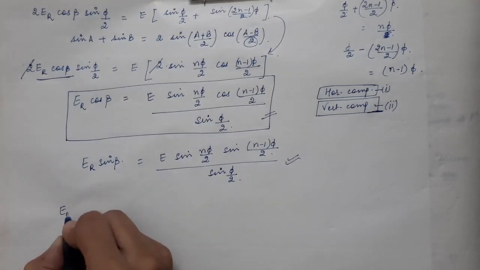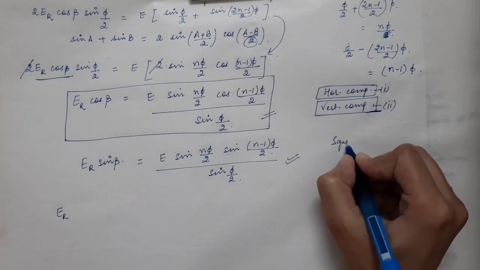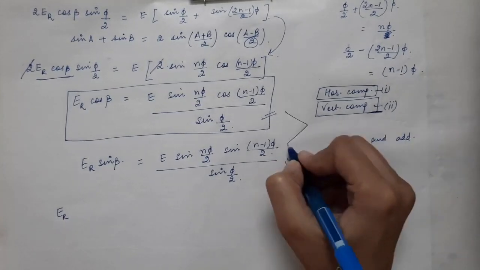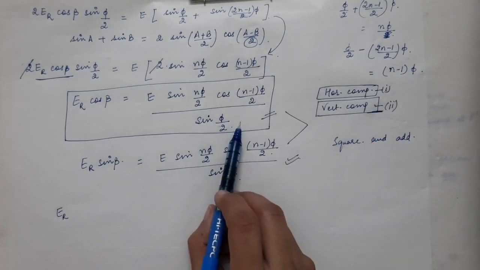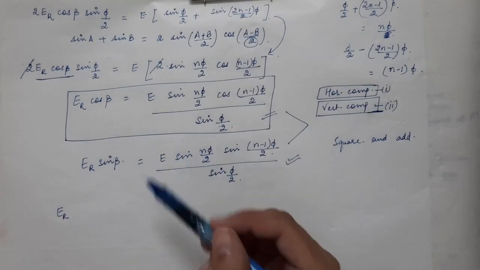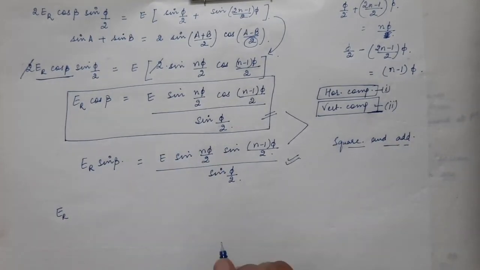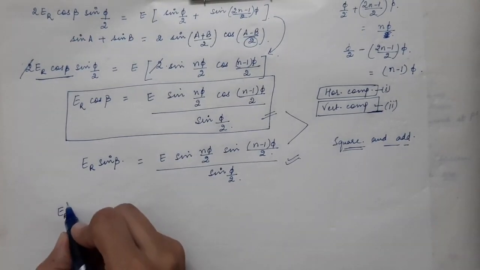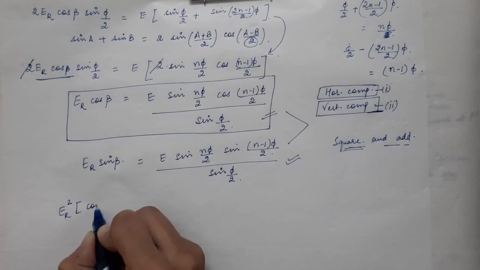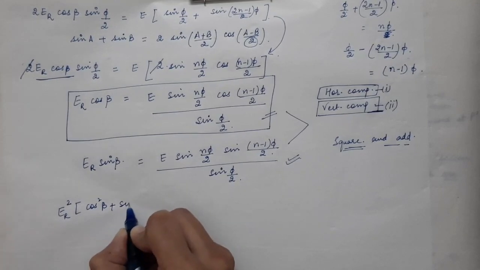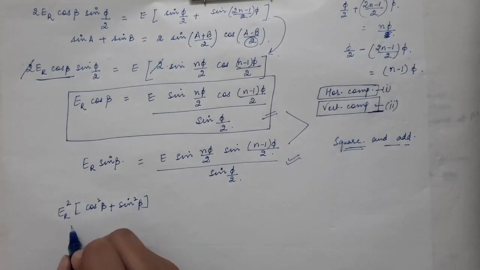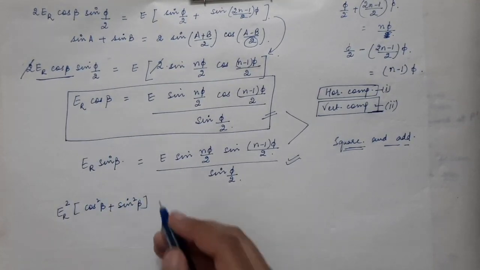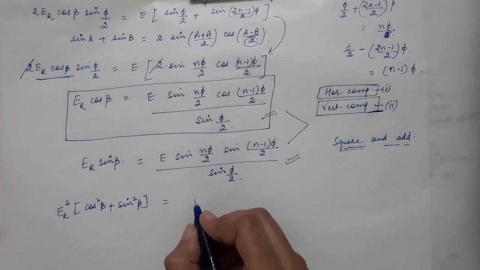So first of all you will do the square on both hand sides of these two equations, and then you will add the equations that you will get after doing the square. So you will get ER square into cos square beta plus sin square beta. ER square can be taken common, so cos square beta plus sin square beta will remain inside the bracket.